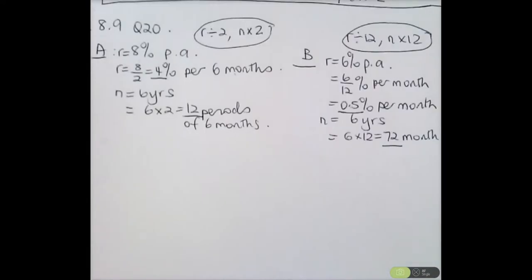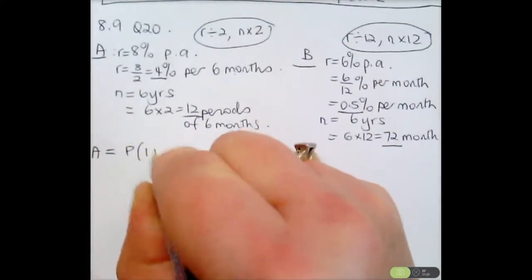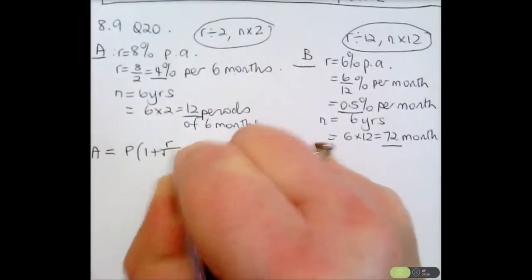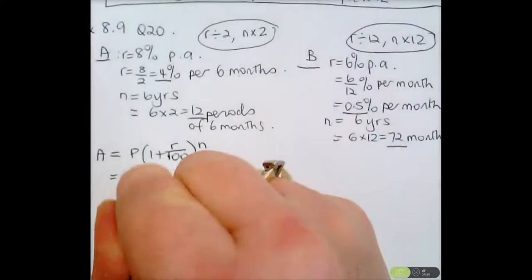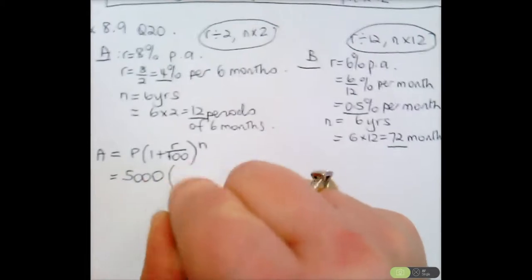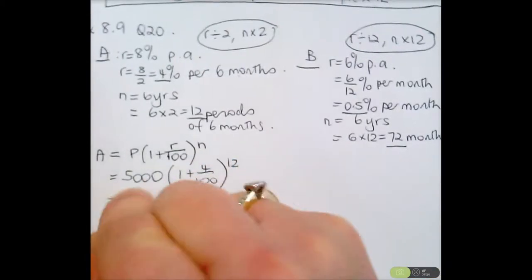So with the formula A equals P(1 + R)^N, A is the final amount that you end up with. So we're going to use 1 plus R over 100 to the N, because that's what's on the formula sheet. Principal is $5,000, 1 plus 4 over 100 to the power of 12 for the first one.